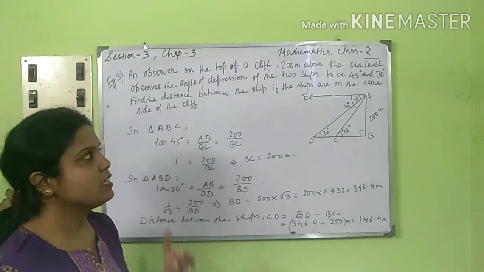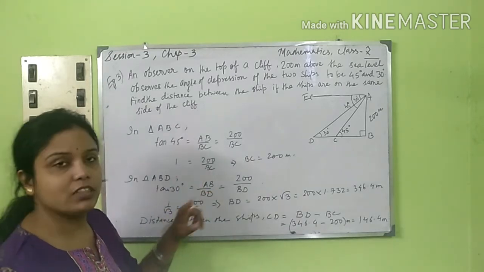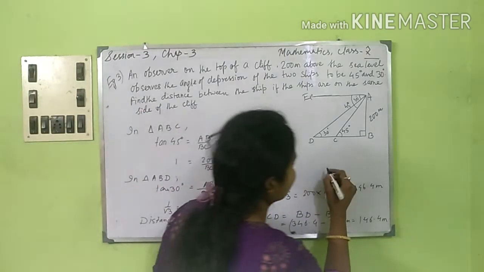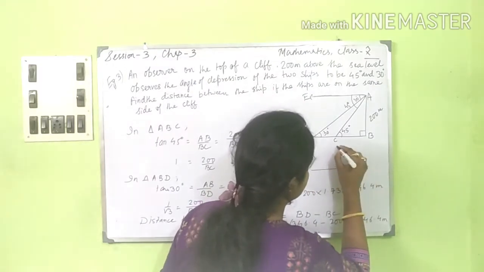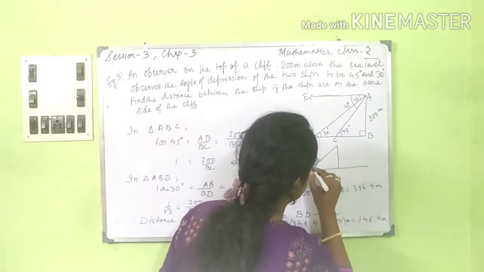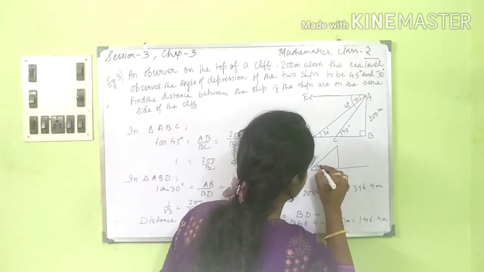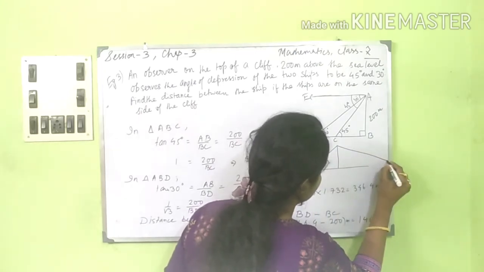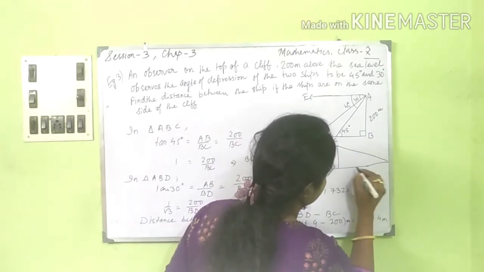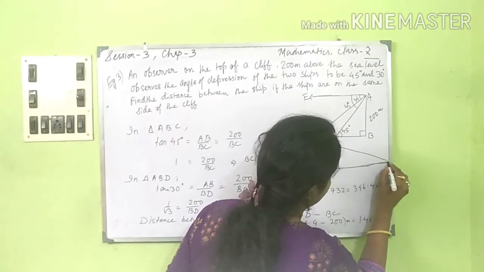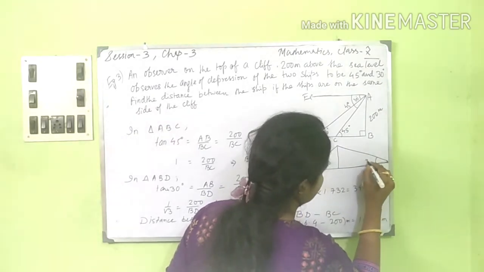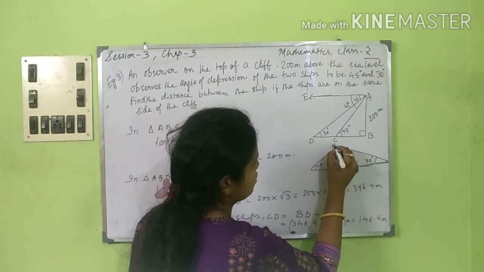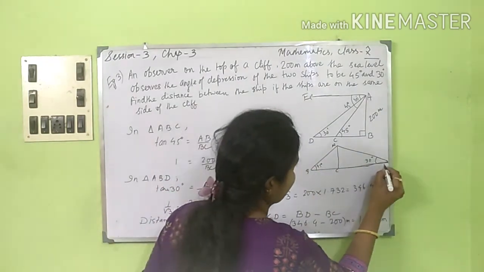If it is said that the ships are on different sides of the cliff, the diagram would have been looking somewhat like this. That is, this is 45 degree, suppose, and my diagram will not be proper here because I don't have space here. This is 30 degree. So this is A, B, C and D.